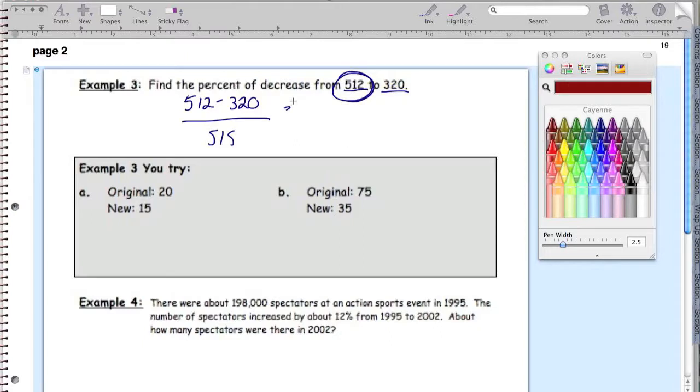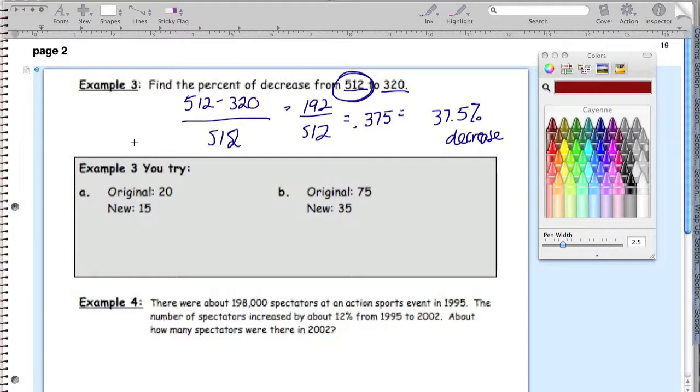So 512 minus 320 is 192. Oops, I wrote the wrong number there, 512. And whenever I get that as a decimal, I can turn it into a percentage. So this is a 37.5% decrease.